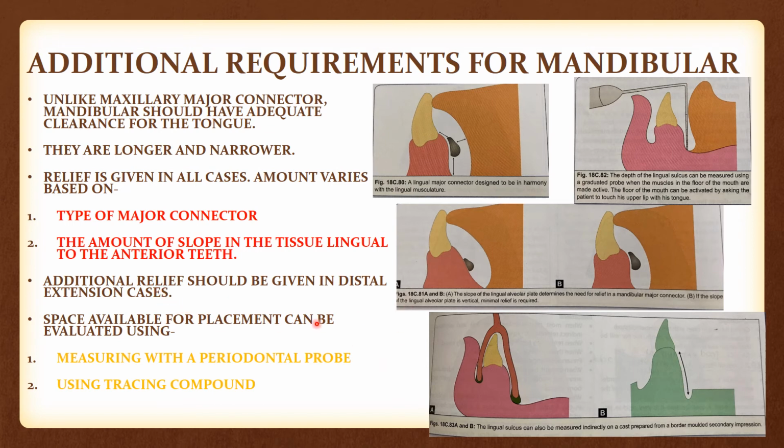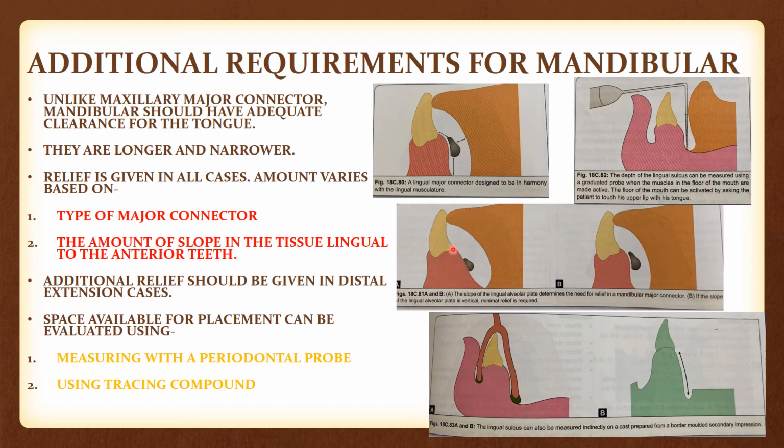The lingual major connector should be designed in harmony with the lingual musculature, because there's the tongue present. Then the slope of the lingual alveolar plate determines the need for relief in the mandibular major connector. If the slope of the lingual alveolar plate is vertical, minimal relief is required. So this is the slope. In this case, if the slope is vertical, you can see, as you can see, the slope.